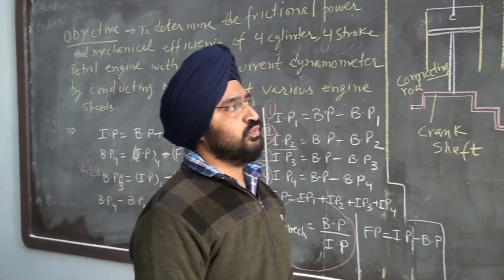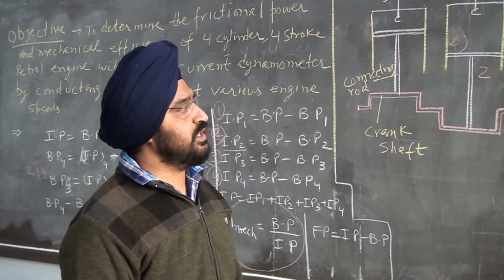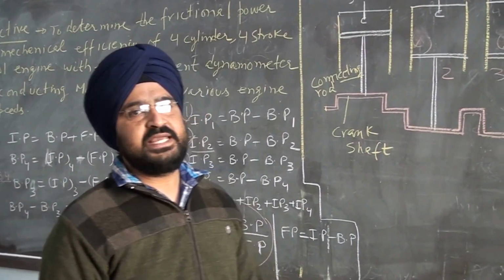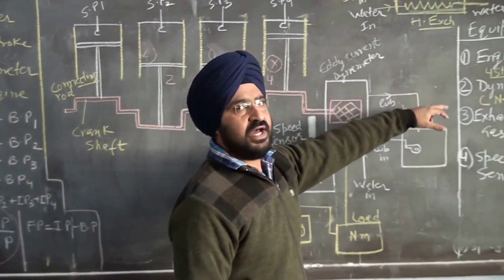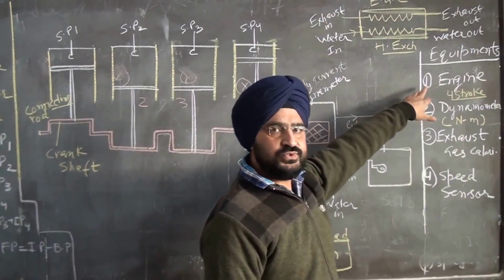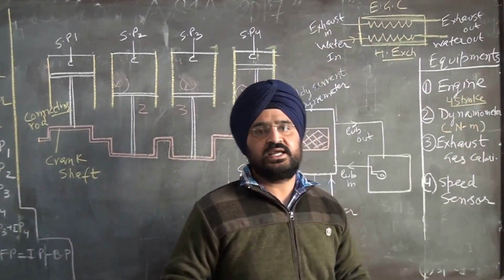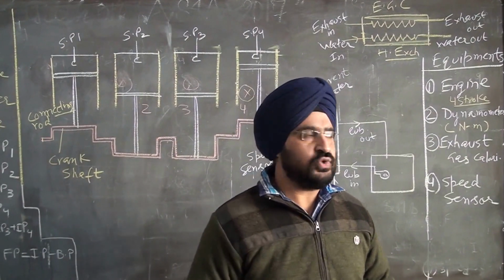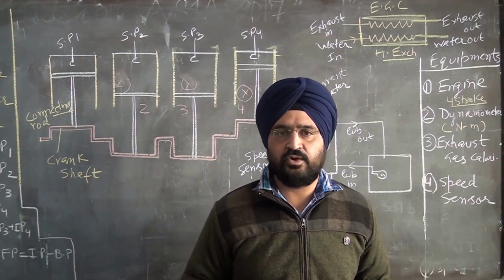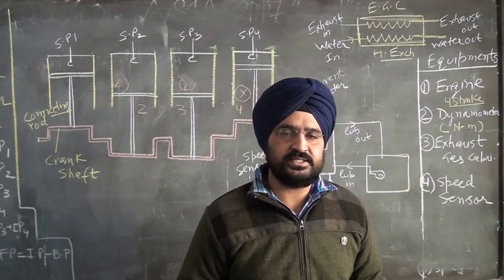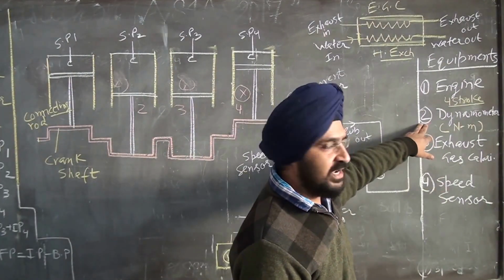Now let's move to the equipment. What are the equipments to be used and how will we measure things. So let's move to the equipment used in this experiment. The first thing is the engine. The engine is a 4-stroke 4-cylinder engine. That is the first equipment to be used in this experiment. Second is the dynamometer.